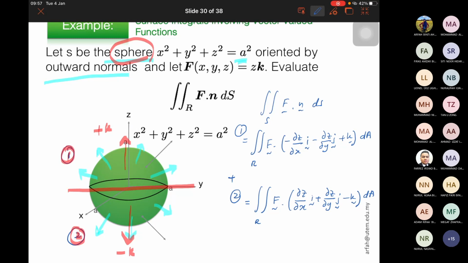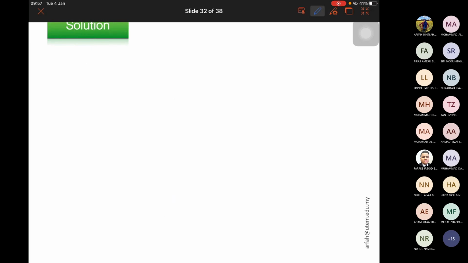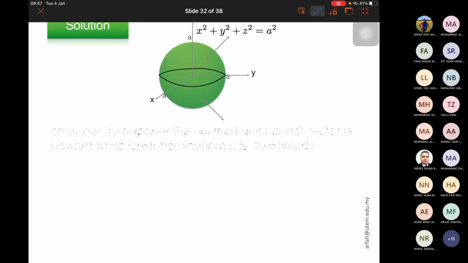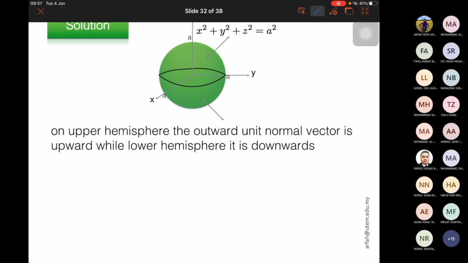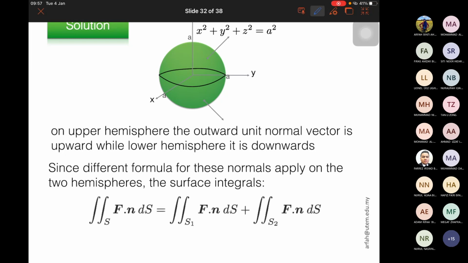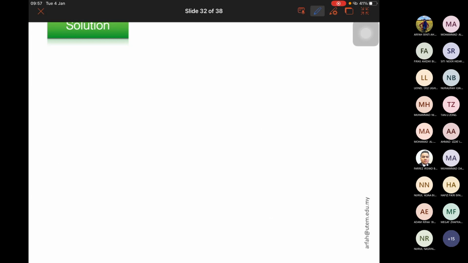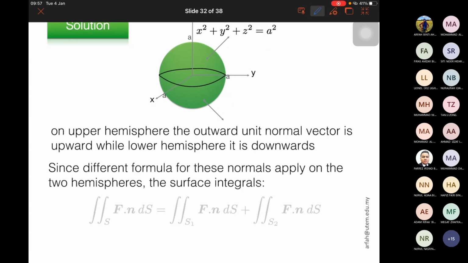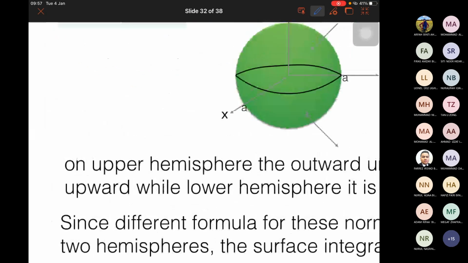So kita bahagikan dua. Dia punya explanation is this one. Okay. So on the upper hemisphere, the outward unit normal vector is upward, while the lower hemisphere is downward. Okay. So since the different formula for these normals apply on the two hemispheres of the surface integral, so you are going to have S1 plus S2. So yang ini adalah surface 1. Okay. And then this is the surface 2.